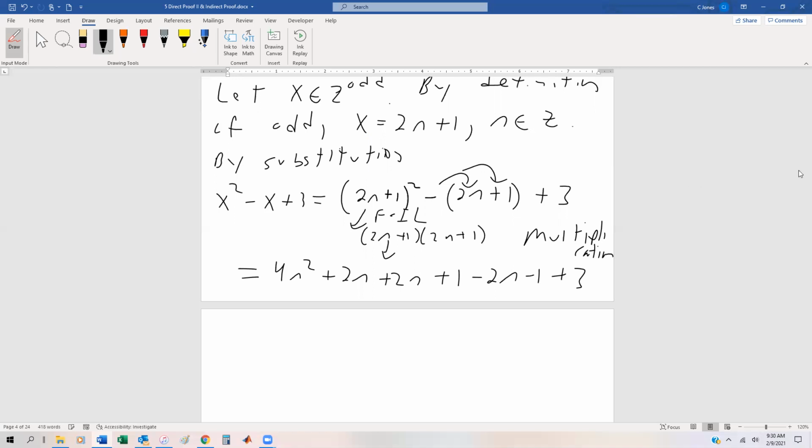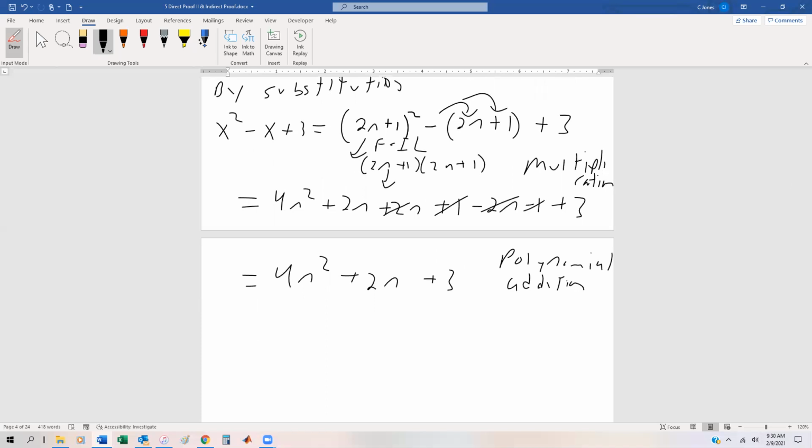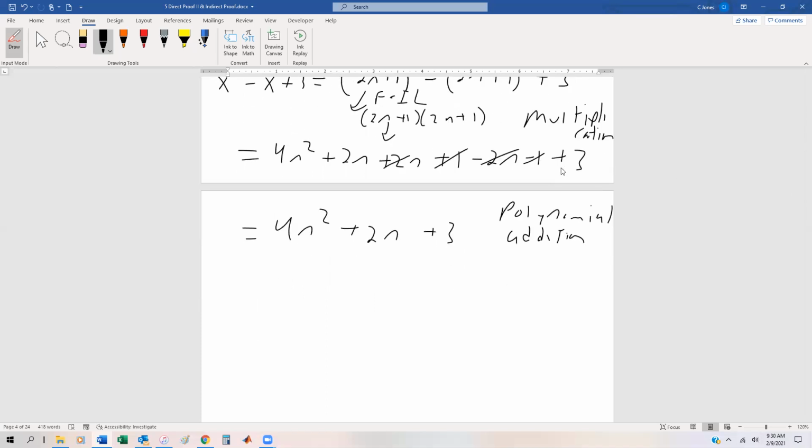Right? Now we can combine like terms. So we have a positive 2n and a negative 2n. We have a positive 1 and a negative 1. So we just combine our like terms. We get 4n squared plus 2n plus 3. Okay, and that's just by polynomial addition. And now we're back to the same structure that we saw before, where we can go ahead and use that trick, where we can just break off the 3 into 2 and 1. Okay, and that's by computation.